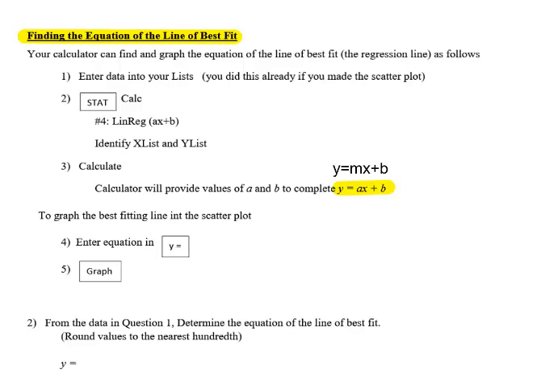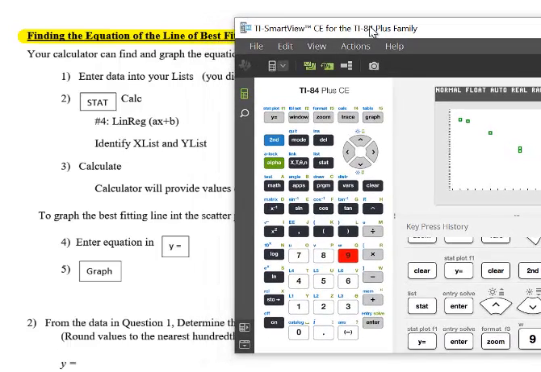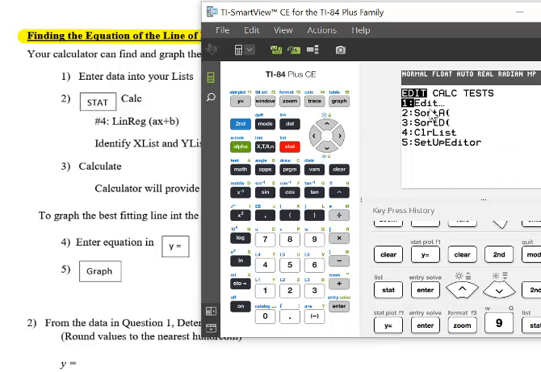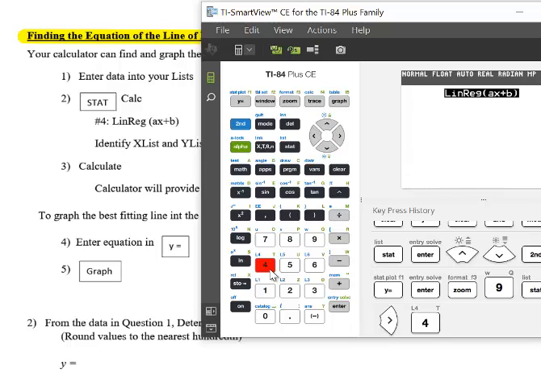Alright, so now we're going to actually calculate that line of best fit using all the data that we already plugged in. So we need to go to, right here, stat calc. Stat calc, so you go to the right arrow, and then you need to go to number 4, which is linear regression. All right, so we have 1, 2, frequency list will be blank.